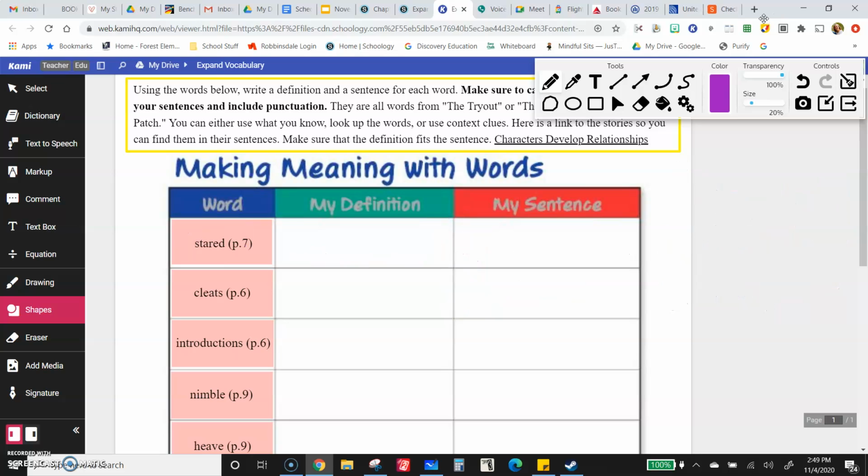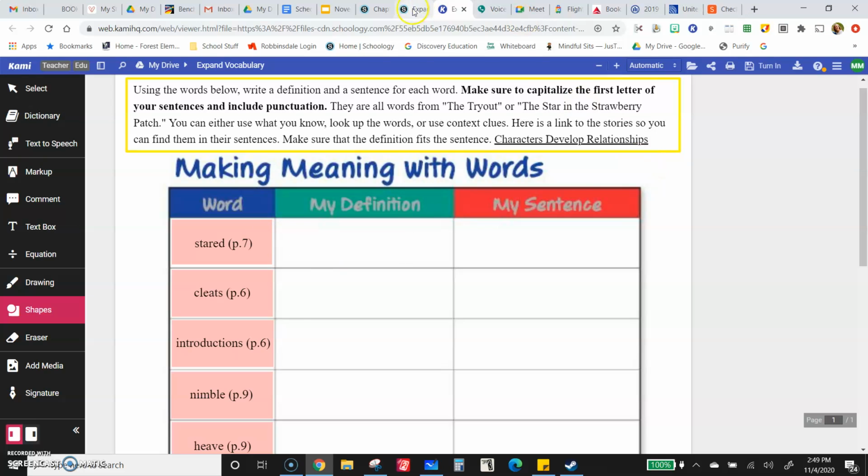Also, make sure you are writing your own sentence for this. Don't just copy it from Google. Come up with your own. You can use Google to help you, absolutely, but then do write your own sentence for each of the words.